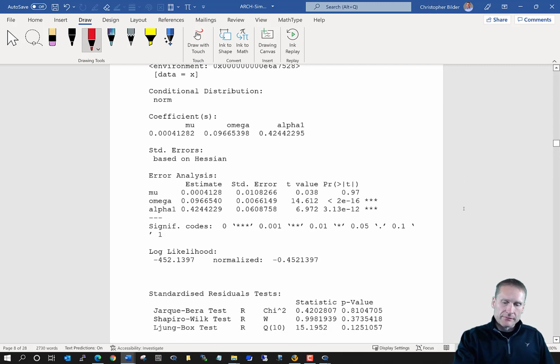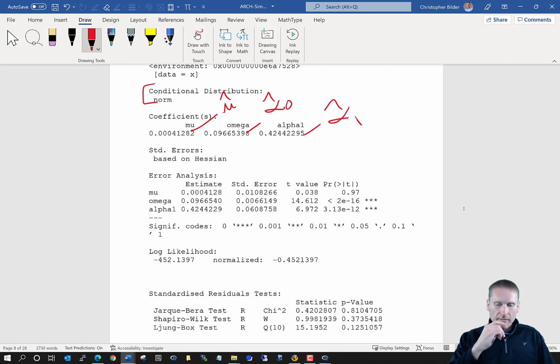For example, notice how it says conditional distribution, norm. Remember, y_t given y_{t-1} is a normal distribution. Here is my mu hat. Here's my alpha hat 0. Here is alpha hat 1. Standard errors are based upon a Hessian matrix. Remember when we talked about the basics of maximum likelihood estimation before, that Hessian matrix plays a role in finding the covariance matrix for the parameter estimates. So that's what this is based upon.